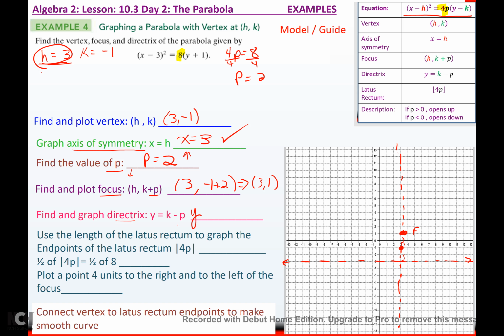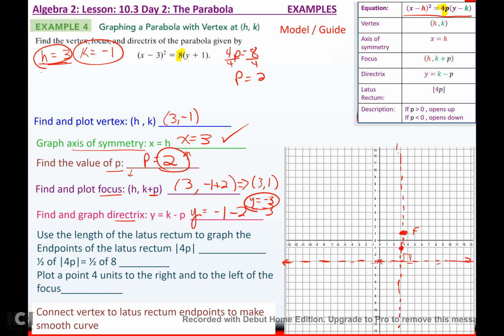The equation for a horizontal line starts with y equals. Take your k value, which is -1, and subtract p, which is 2, which gives me -3. And to graph y equals -3, like I said, it's a horizontal line through -3. Okay, so there's my focus, there's my directrix, there's my vertex, and there's my axis. Notice that my axis and my directrix make a 90-degree angle to each other.